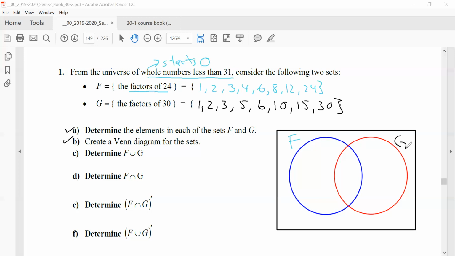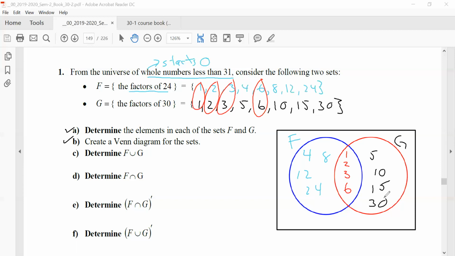Where I'm actually going to start on this one is at the intersection where the two sets overlap. So everything that's in common. So I see 1's in common, 2's in common, 3's in common, 6 is in common. Looks like it. So I just write those in here: 1, 2, 3, 6. Now I'm going to find F only, the elements that are only in F. So 4, 8, 12, 24. And then I'm going to fill in G only, the elements that are only in G.